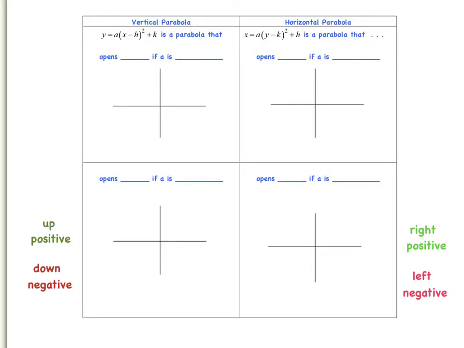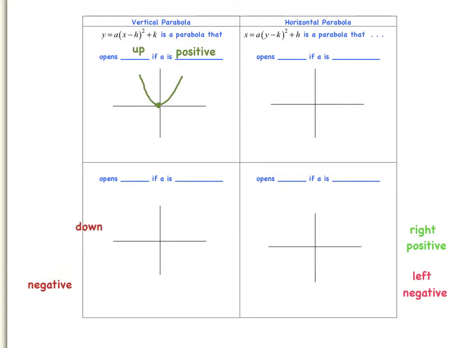First, we're going to look at the vertical parabola. Now the vertical parabola is the graph that we used when we discussed and learned quadratics. First, let's look at the equation. We have y equals a times (x minus h) squared plus k. Now this is a parabola that opens up if the a is positive. The graph would look something like this, where the vertex is at a minimum because the parabola is opening upward.